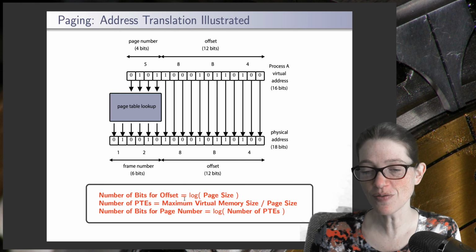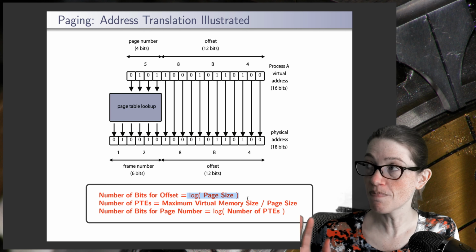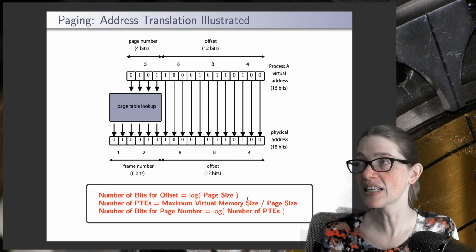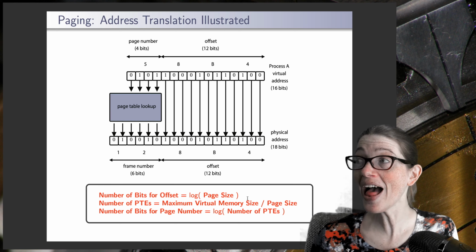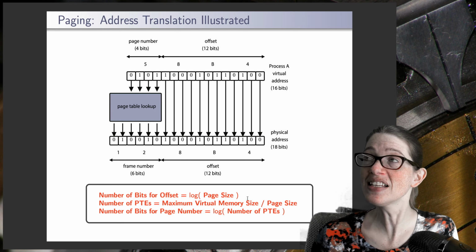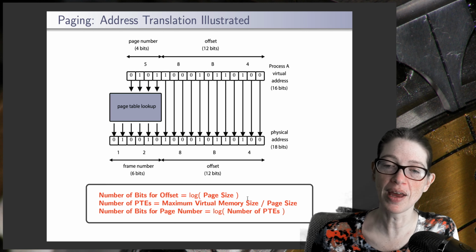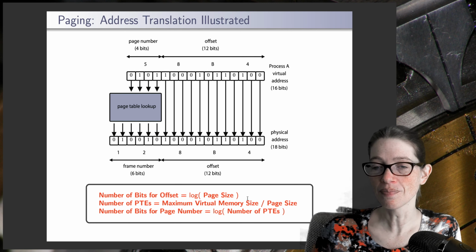The number of bits for the page offset is the log, and these are all base 2 of course, of the page size. Because we are using 4 kilobyte pages, the log of 2 to the power of 12 is 12. So the bottom 12 bits of the address are going to be the offset within the page. That's fairly straightforward, right? I don't think that's too bad at all.